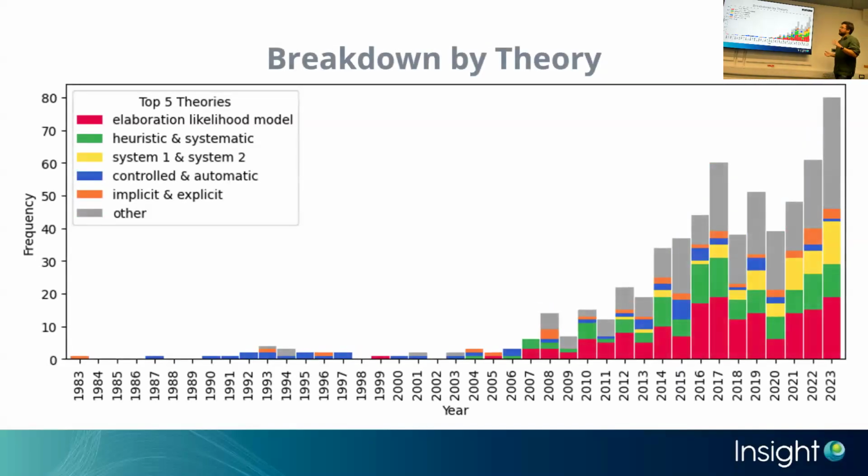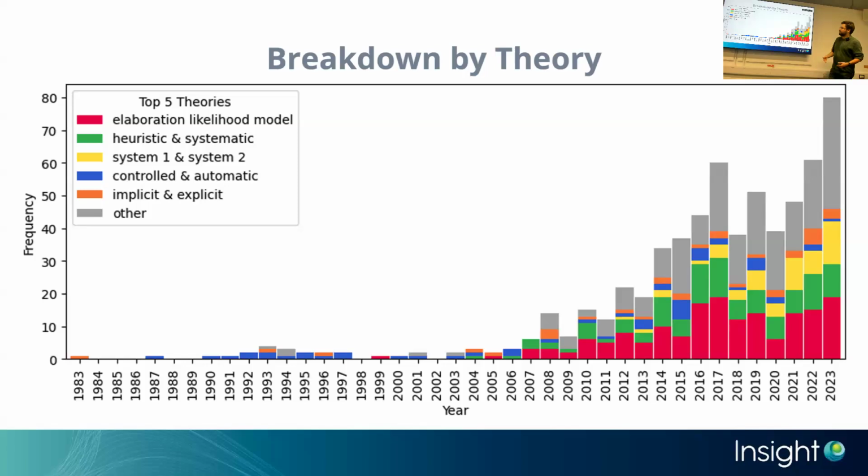And then let's look at the breakdown by theory. So first we have controlled and automatic kind of being used exclusively. Then for some reason in 2005 to 7, the elaboration likelihood model took off. In 2011, when Kahneman published Thinking, Fast and Slow, I think that's when System 1 and System 2 took off. Yeah, because there's no yellow before that. And now the more popular one seems to be elaboration likelihood model, heuristic and systematic, and System 1 and System 2. And then here we have others, which also seems to be going up.